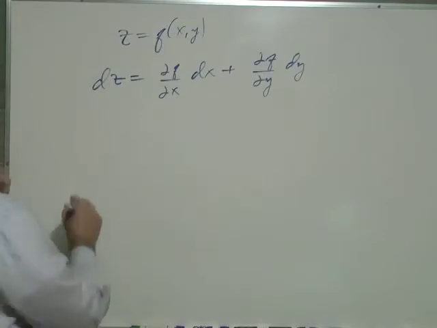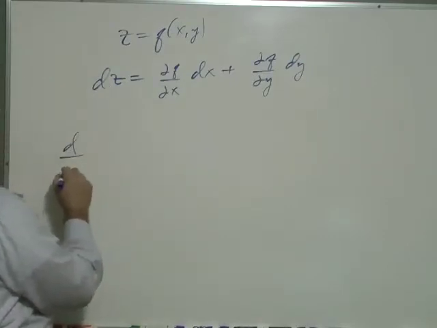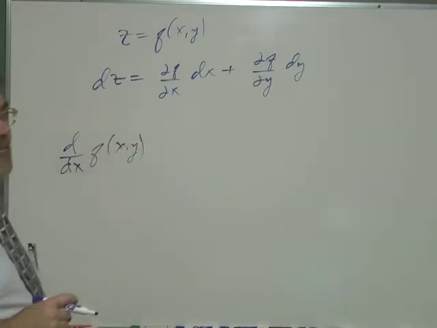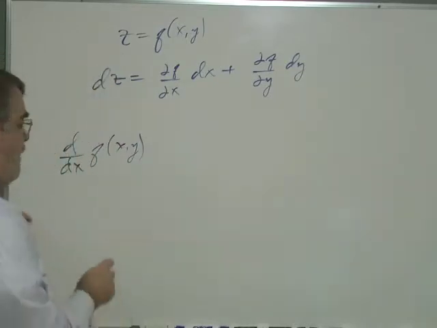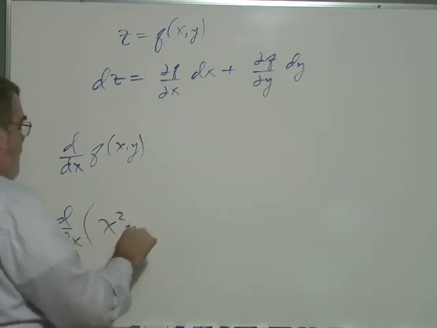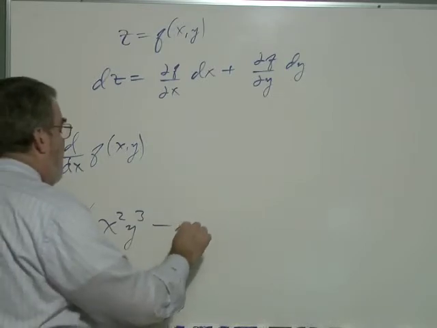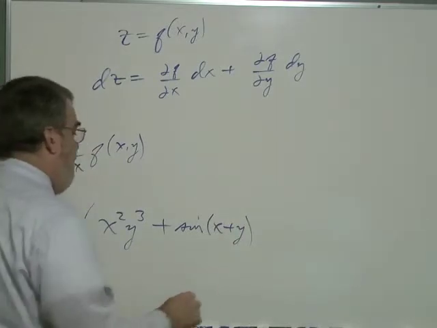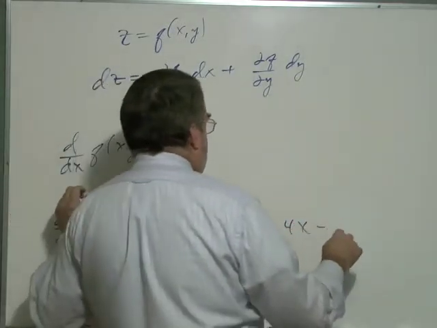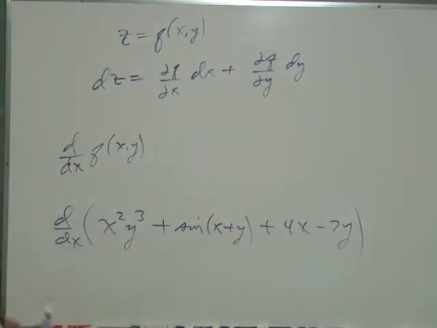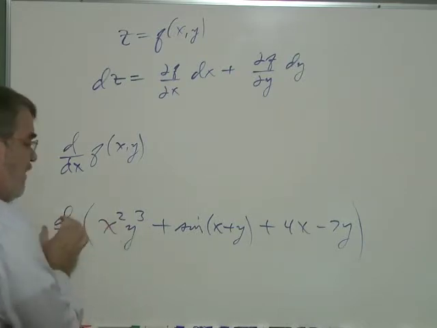And the secret is this. If we take the derivative with respect to x of a function of two variables, what's going to happen? So let me work a parallel problem down here. Suppose I took the derivative with respect to x of this term, x squared y cubed plus sine of x plus y plus 4x minus 7y.